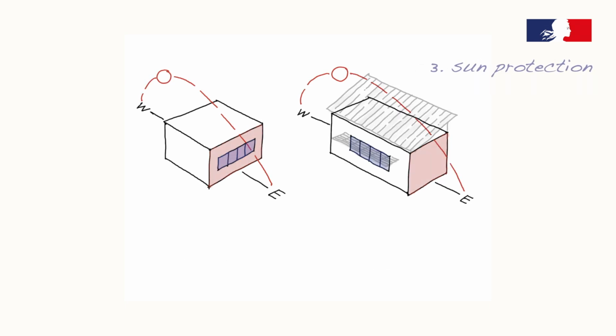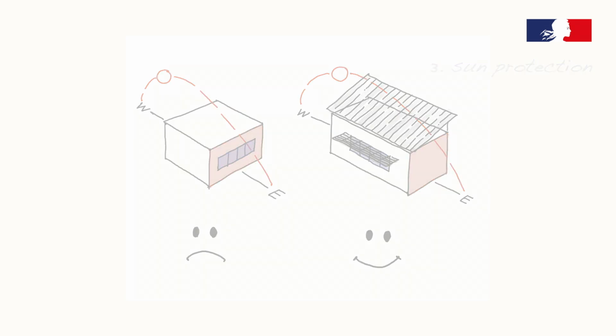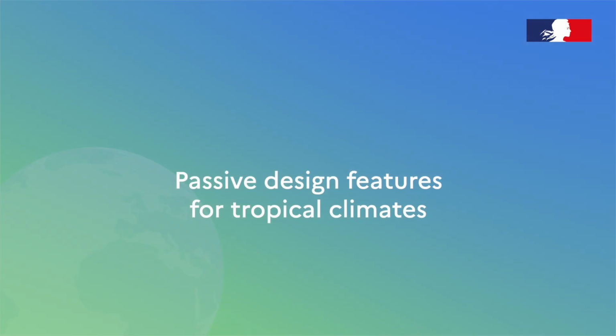Lastly, the sun protection. Providing sun protection to the buildings is very important. Ideally, we would like to protect the whole building from the sun. But practically, we should focus on the roof and the openings. If we do all of this, I can assure you that our indoor temperature profiles will be much better.